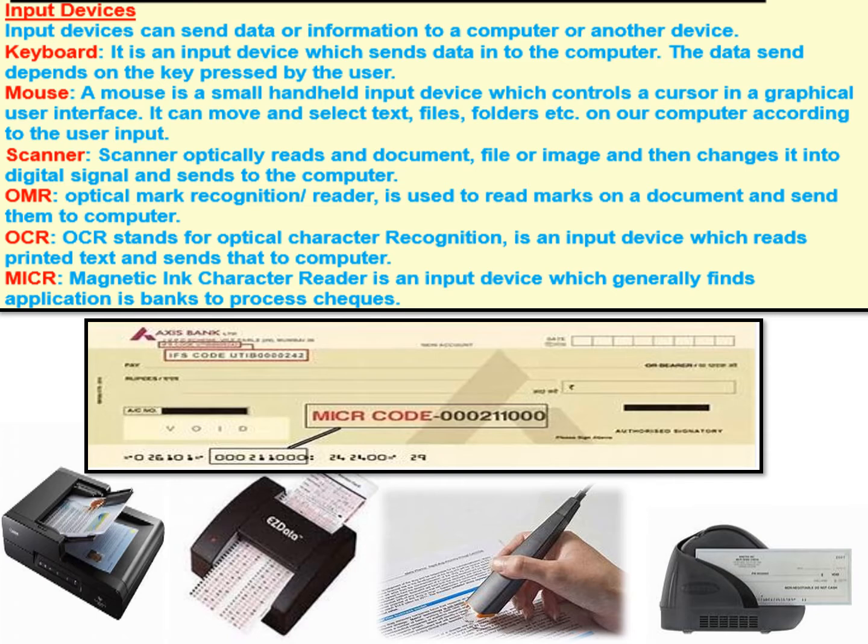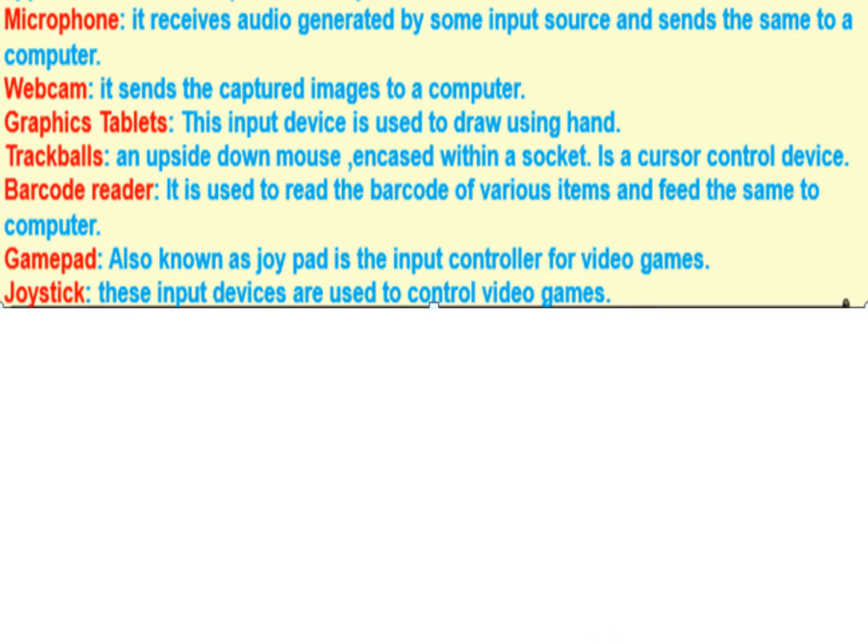Next is your MICR, magnetic ink character reader. Now these are the MICR code, the black ink characters which are written at the bottom of a check. This device MICR is used to read these details of the check. It is used to check whether this bank check is valid or invalid, whether it is right or not, whether someone is doing fraud, or it is really a check. I hope this is clear. There are many other input devices.